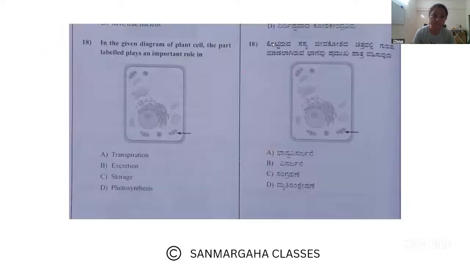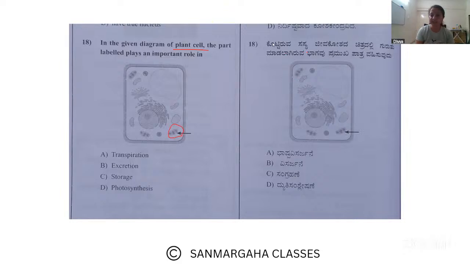Next question. So here the picture is given. By looking at the picture itself, now you can say what cell it is. So how is the cell? It is rectangular in shape, correct? So what type of cell is it? It is a plant cell. Yes, very good. So in the given diagram of plant cell, the part labeled plays an important role. So what part is labeled here?